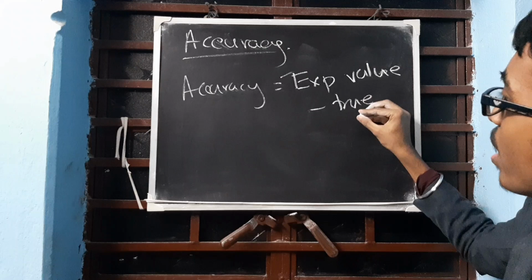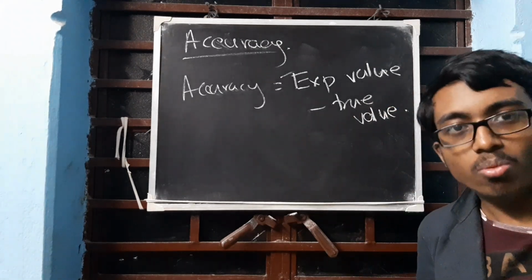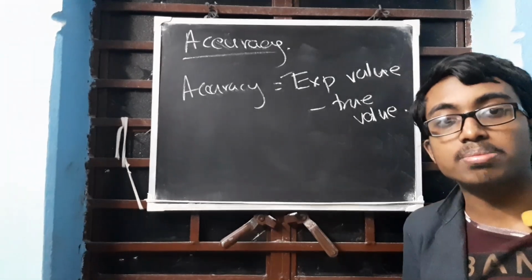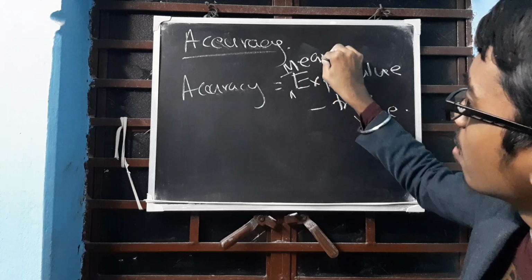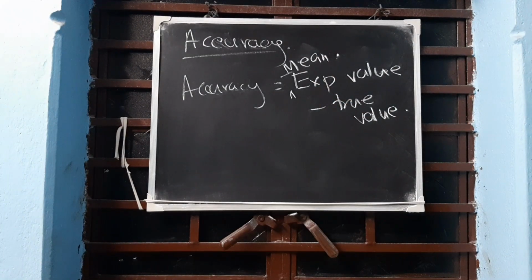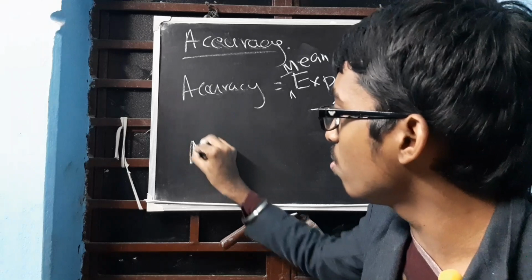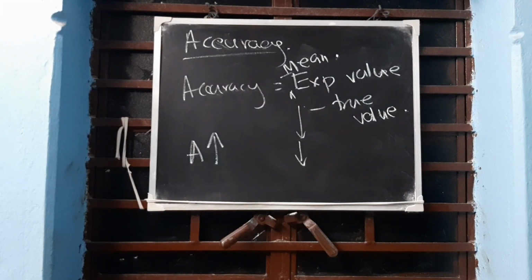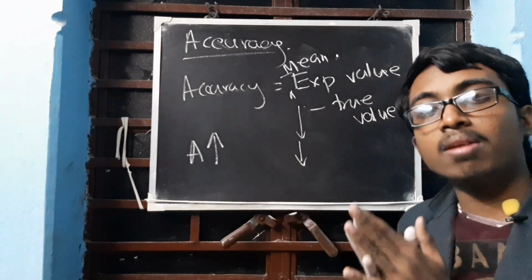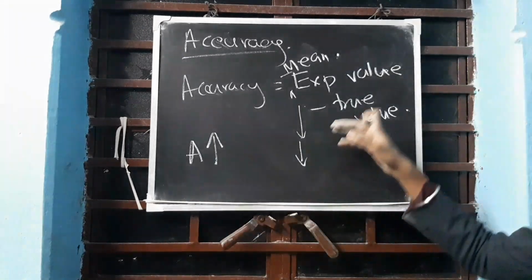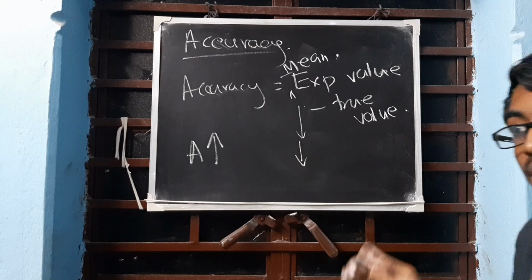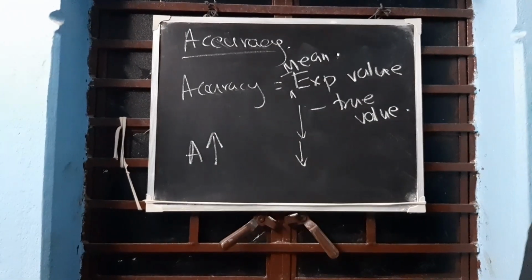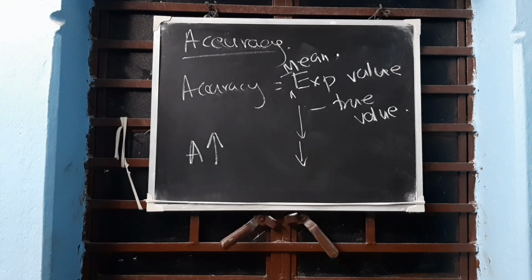minus true value. Now whenever you take experimental values, do we take only one value? Might be there is an error. What do we take? Always in physics, the mean. So the mean experimental value minus the true value will give you the accuracy. Clear? Now, if accuracy is more, then this difference has to be less. Understand this. If your accuracy has to increase, then your mean experimental value has to go closer to the true value. So your difference will automatically fall down. But if your accuracy is less, that means your experimental value and the true value are far away from each other. So your accuracy level is down.